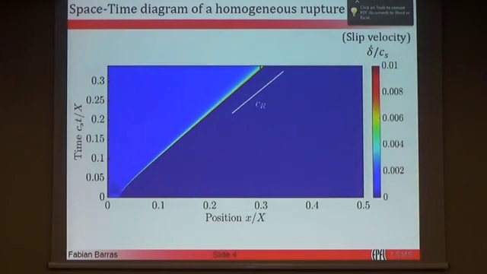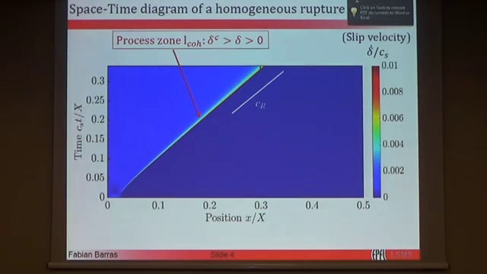So let's start with homogeneous rupture. This is a space-time diagram. Here I have the position, here I have the time, and I am depicting the slip velocity. You can see that on the left of the diagram I introduce the crack. Here you have an intact interface, so no slip velocity. On the left you have the broken interface, where the slip at the interface exceeds the critical slip of my cohesive law. And here you have what is called the process zone, basically the crack tip where the decohesion takes place.